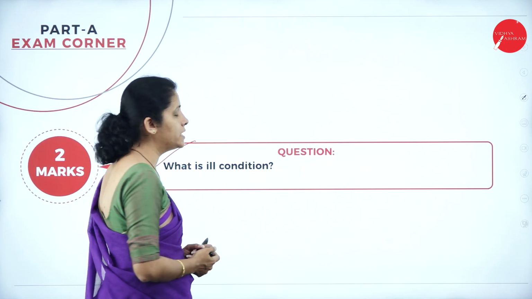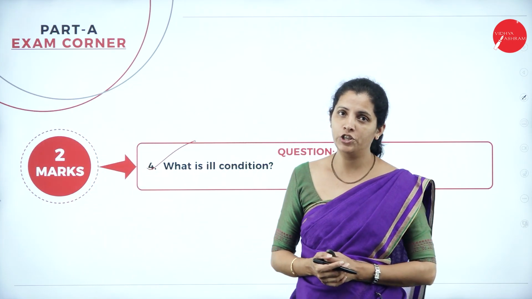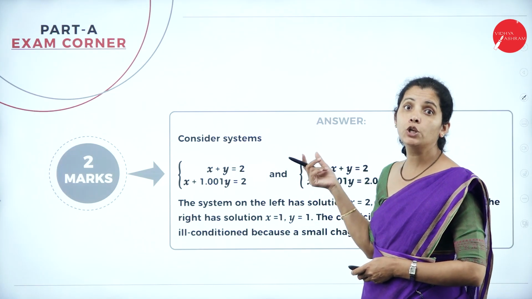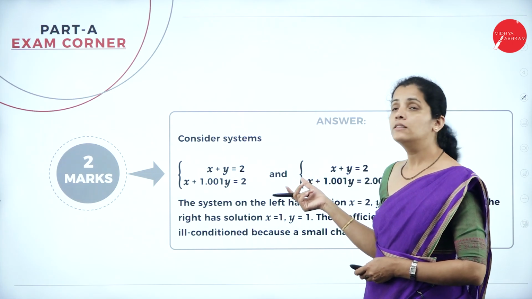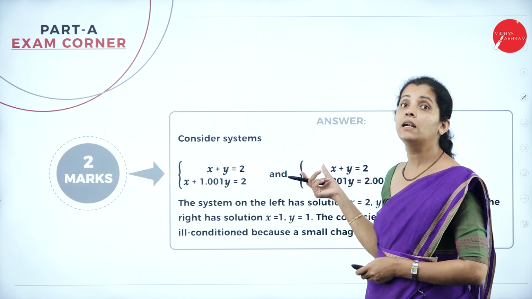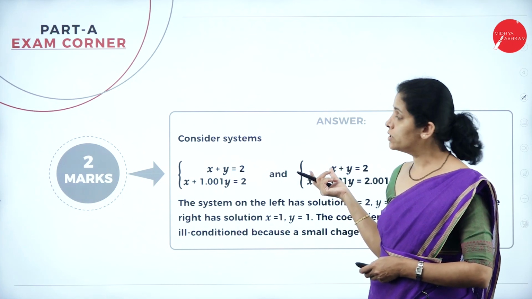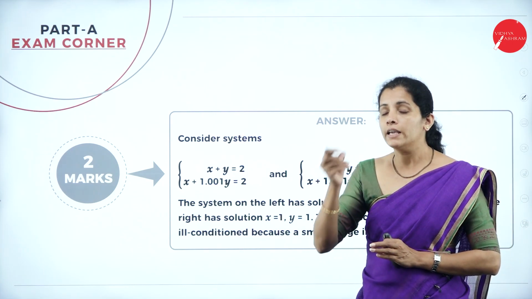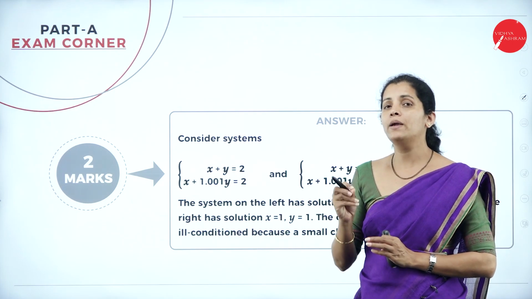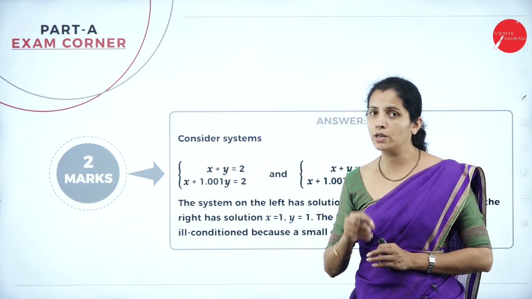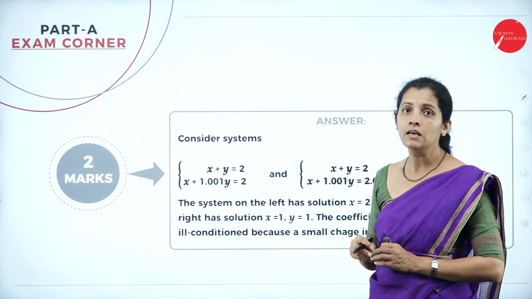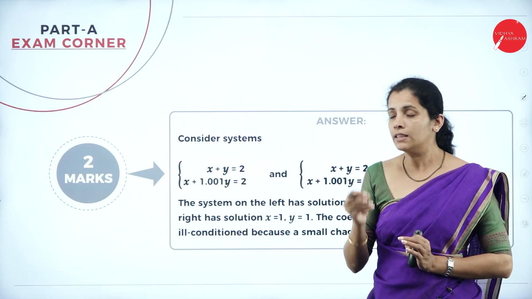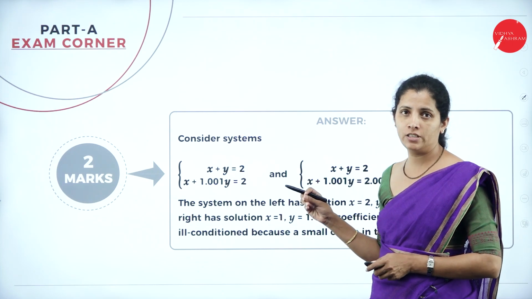Now, the next question here is, what is ill condition? So dear student, this question comes under Unit 2. And this comes in the augmented matrix representation. We have a system of equations, and in my system of equations, if I make any modification with respect to coefficients of the variables, that leads to error or that leads to changes. That itself is known as ill condition.